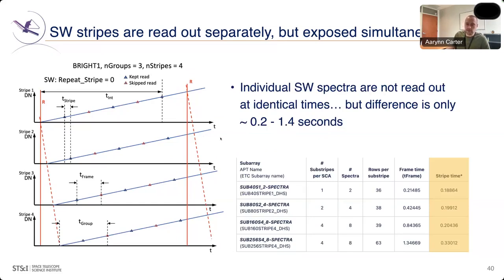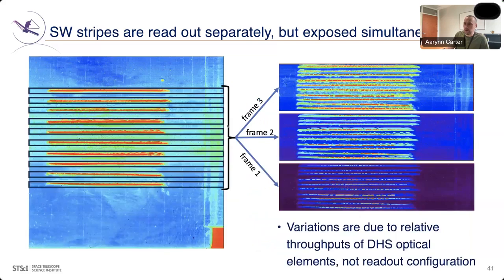The main caveat I think to keep in mind, which for many people might not be too relevant, is that the short wavelength spectra are explicitly not read out at identical times. The difference is around 0.2 to 1.4 seconds between the readouts, depending on how many stripes you're using. But if you're trying to drill down into some really short time variability signal, then you would need to exercise a little bit of caution in how you extract your spectra and how you compare them against each other. So as a pictorial example of that, we're extracting these 8 spectra across the 2 detectors.